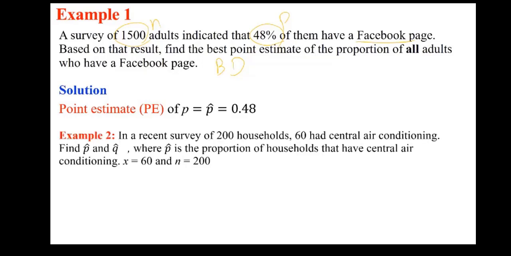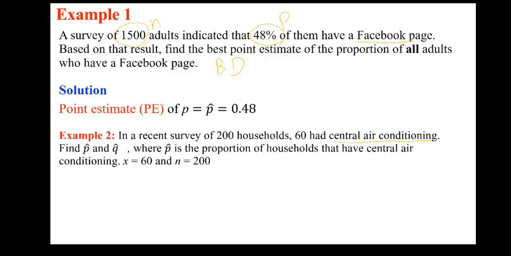Excellent. In a recent survey of 200 households, 60 had central air conditioning. Find p hat and q hat, where p hat is the proportion of households that have central air conditioning. x is equal to 60 and n is equal to 200. Notice that there are two outcomes. That's the main thing. Of course, in independence, the probability stays the same. But understand, we have central air conditioning or we don't.